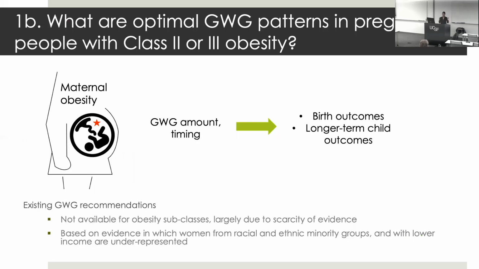So now we're in part B of that first section. So now we're moving forward to pregnancy and interested in gestational weight gain. And specifically, what is the optimal amount and timing of gestational weight gain? We're particularly interested in people with class two or class three obesity. There's very little evidence for gestational weight gain in these groups. The recommendations group all obesity, BMI over 30, together. There's evidence in the broader literature that that's not appropriate. And I'll show some evidence that we found from our study. Okay, and here we're particularly interested in child outcomes.